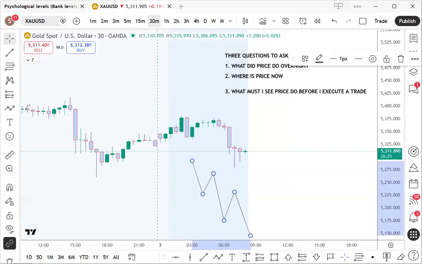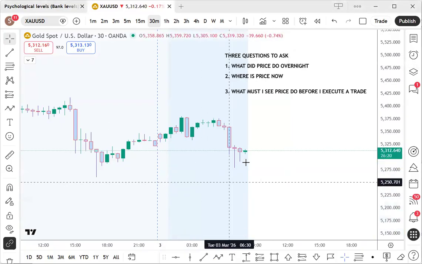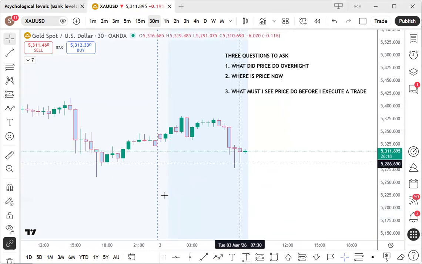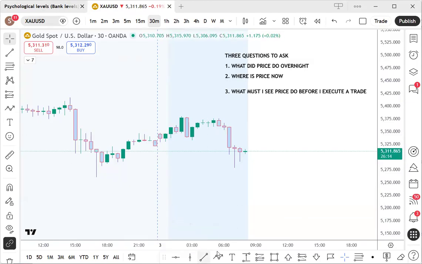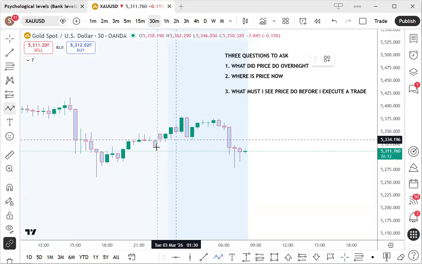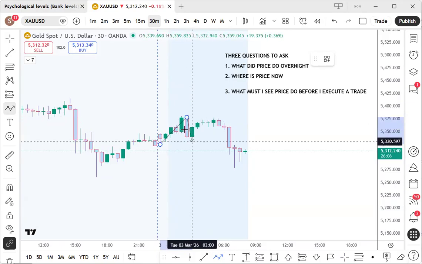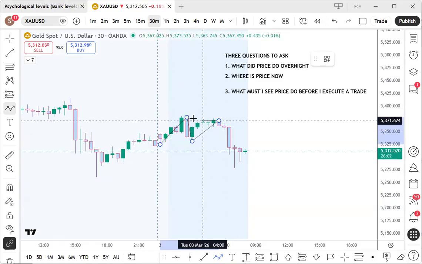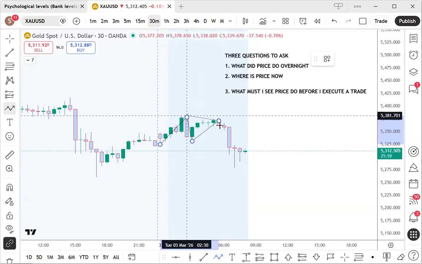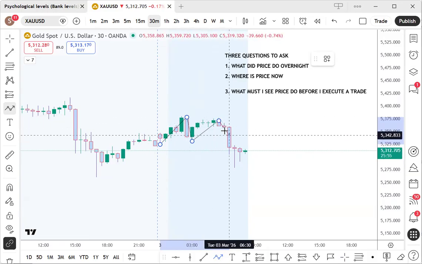So let's look at what the market has done overnight. So, question: what did price do overnight? We just start from today. We don't need to look at what happened 3 days ago or 4 days ago. So just look, price went up. This is gold, 30 minute chart. Price went up, came back down, went up again, but you will notice it didn't actually break above these highs. So it's giving us a potential higher low.